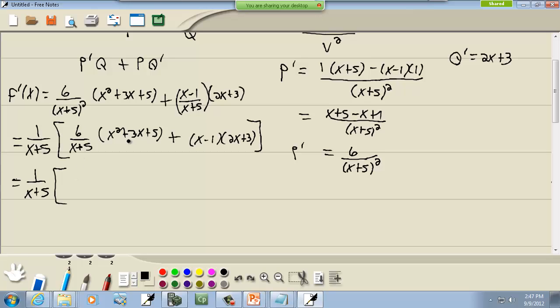And here I'll multiply the 6 through. So I got 6x squared plus 18x plus 30 over x plus 5. And I'm going to eventually merge these into a single fraction, so I'm going to put this over 1. And also multiply these through. So x times 2x is 2x squared. x times 3 is 3x. Negative 1 times 2x is negative 2x. And negative 1 times 3 is negative 3 over 1.